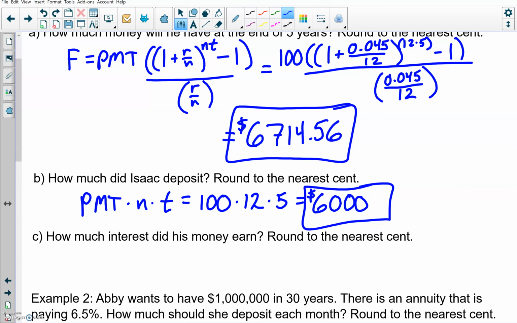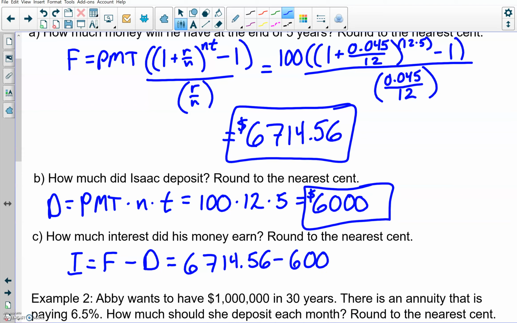For this, the amount of interest earned is just going to be the future value minus the deposit. I'm going to call this D just for the sake of writing it, the total deposits. And this will give 6,714.56 minus 6,000. And when you do that, you get $714.56. So that's the amount of interest he actually earned over those 5 years on top of what he put in.